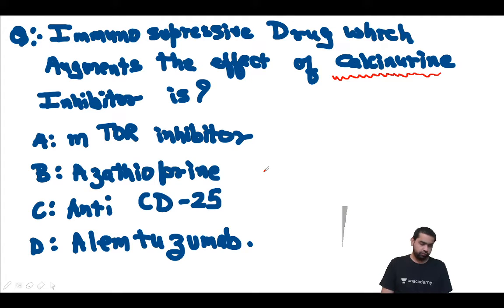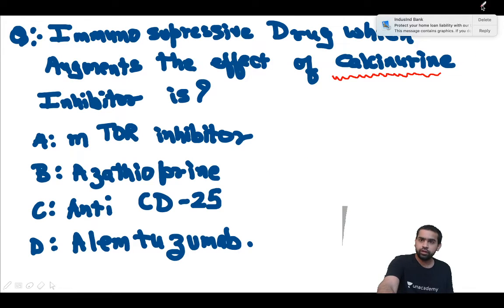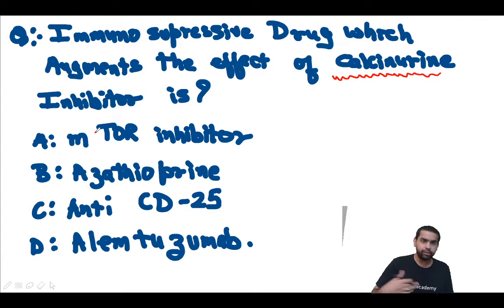So azathioprine, fair enough. Dua is also saying azathioprine. A mixed response: mTOR inhibitors and azathioprine. Okay, what is the correct answer? IL-2 receptor blocker. Fair enough. Priyanka is very, very close to the answer, but what is the IL-2 receptor blocker here? The answer is anti-CD25, guys. So the answer is actually C. Priyanka was very close.